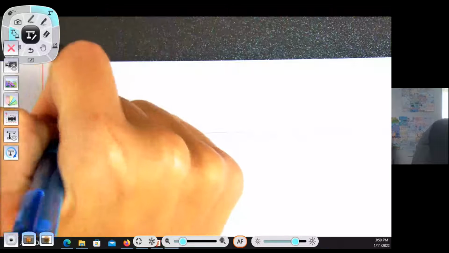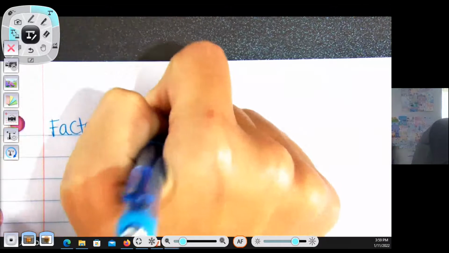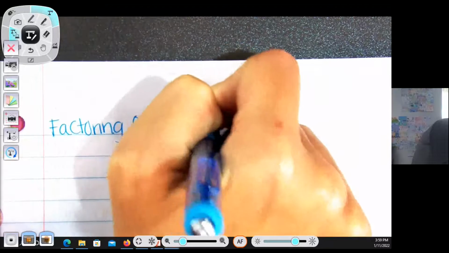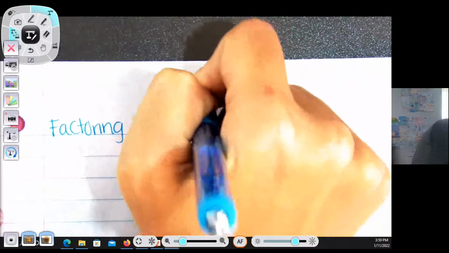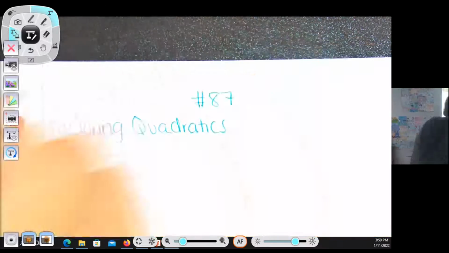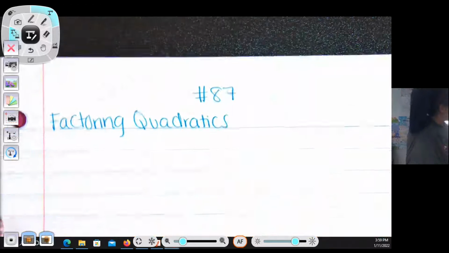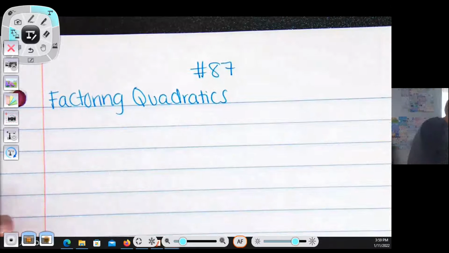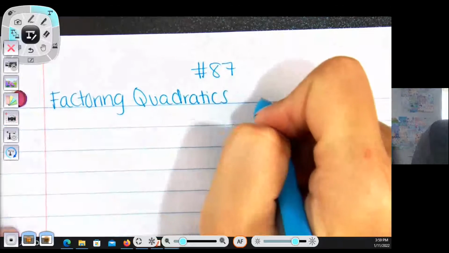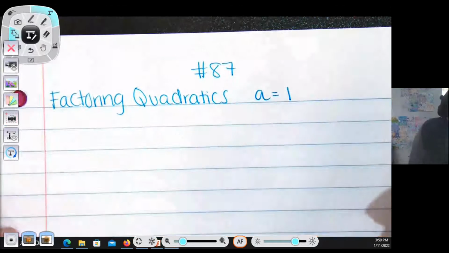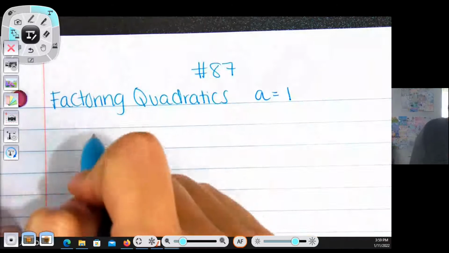Okay, so I'm going to do a factoring quadratics video for people who have been absent. So this would technically be number 87 for your binders for my class. This is when your A value equals 1, so this is the easiest type of factoring quadratics.